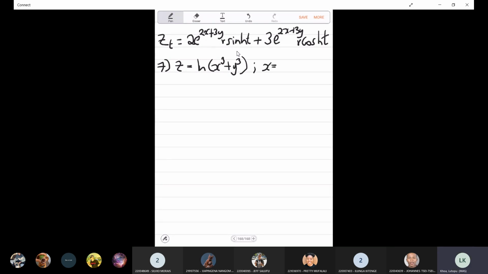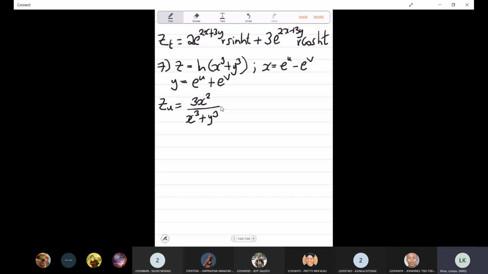X is e to the power of u minus e to the power of v, and y is e to the power of u plus e to the power of v. So we want z with respect to u. So we start with z with respect to x. So that's 1 over x cubed plus y cubed. And then the derivative of x cubed plus y cubed, which is 3x squared. So in the numerator, we'll have 3x squared.